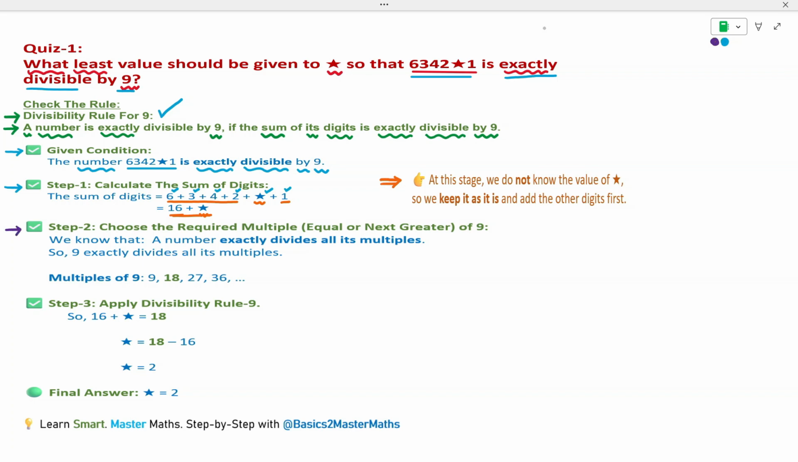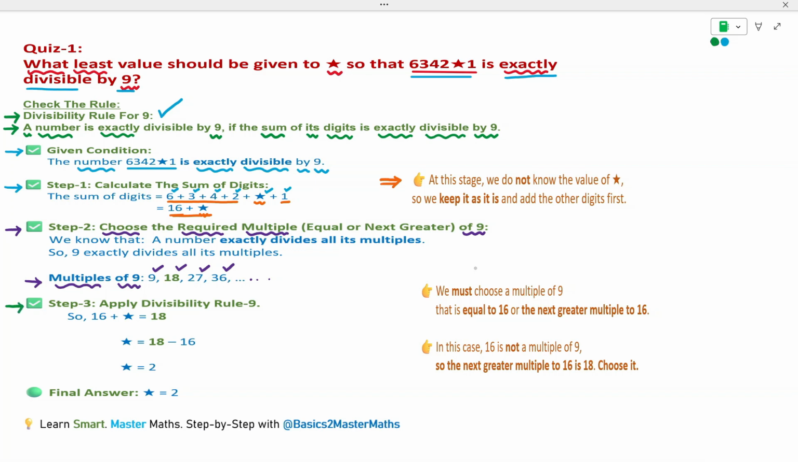Step 2. Choose the required multiple of 9. We know that multiples of 9 are 9, 18, 27, 36, and so on.